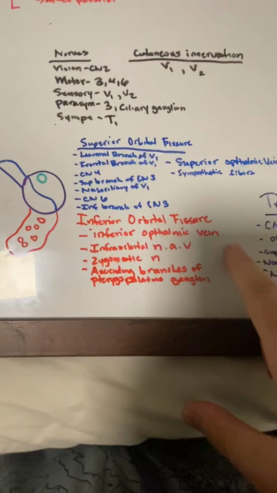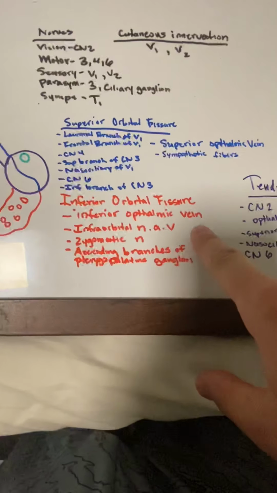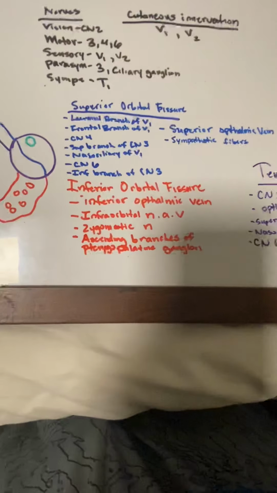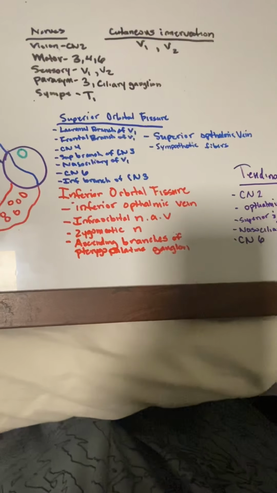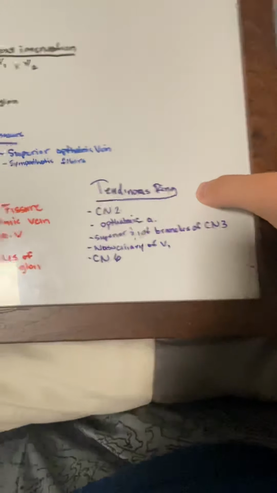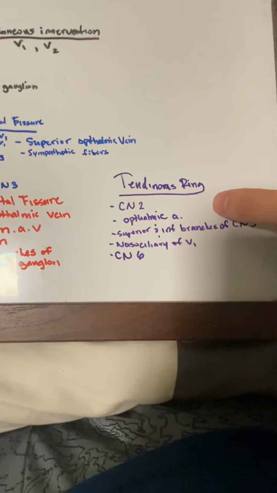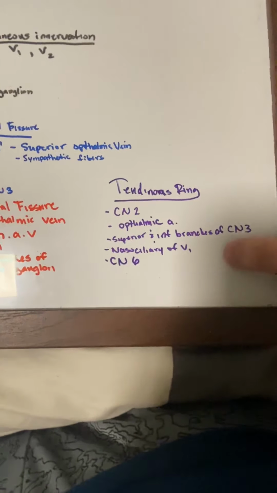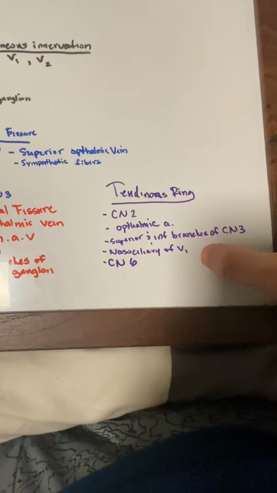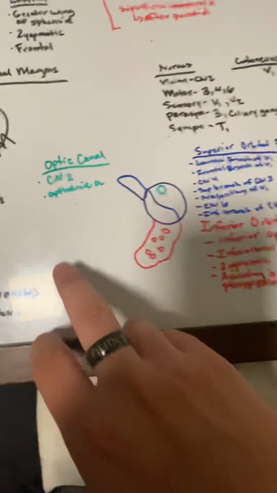For the inferior orbital fissure, it has the inferior ophthalmic vein, the infraorbital nerve, artery, and vein, zygomatic nerve, and the ascending branches of the pterygopalatine ganglion. It's a lot. All right, the tendinous ring, which is the purple part, the ring in the middle, it has cranial nerve 2, ophthalmic artery, superior and inferior branches of cranial nerve 3, nasal ciliary of V1, and cranial nerve 6.